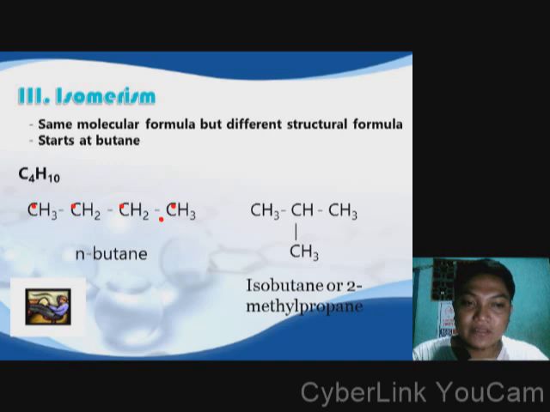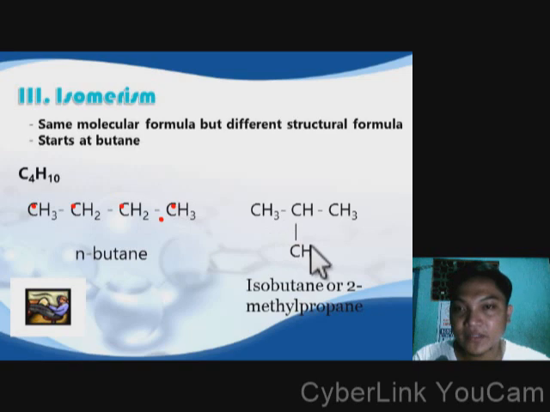Okay. So, pag 4, that is your butane, di ba? So, dito, parent chain is your butane. Okay, ilan ang hydrogen, sir? So, meron tayo dito, ilan? 3, 2, 2, 3. Ilan yan? 6, 10. So, we have here C4H10.